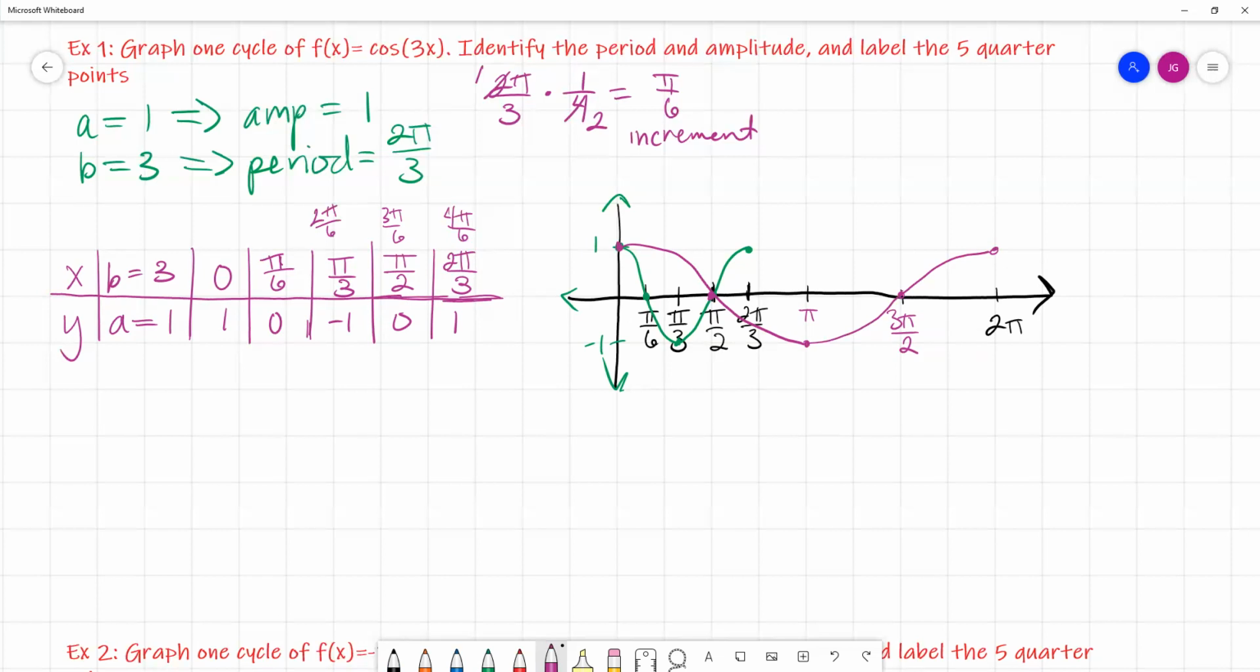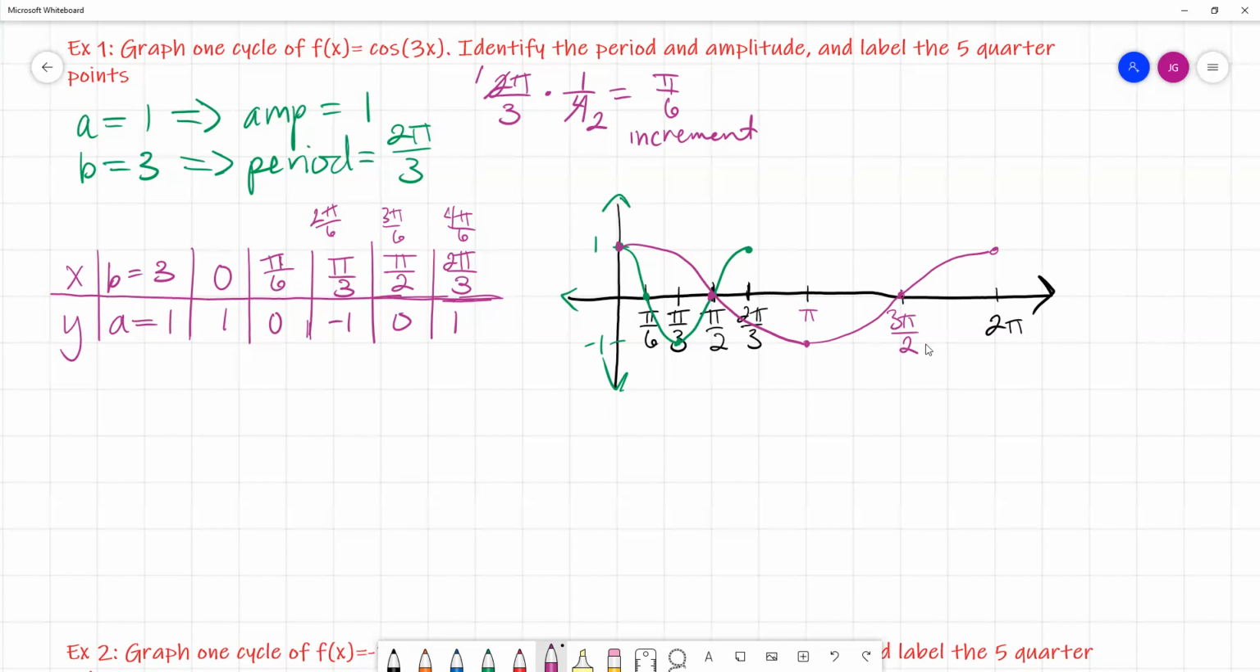Okay. And so notice, I don't know if you've been noticing with the other graphs, the bigger this B gets, the more squished down our transformed graph becomes, right? And the smaller it gets, the wider it's going to be. That's the effect that this B has on our graph.